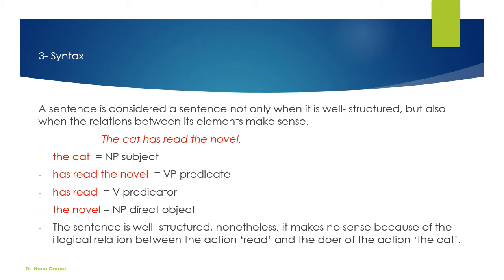Why is this? It is true that we could assign a category and a syntactic function to each single element in that sentence, i.e., we could easily parse this sentence with no problem whatsoever. The elements are syntactically well strung, with no doubt at all, to form such a very nice sentence in front of us. However, the sentence has no logical meaning actually, and cannot be considered a true sentence simply because of the illogical semantic relation between the action read and the doer of the action, the cat.